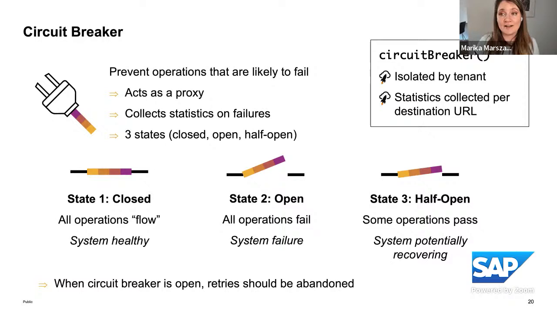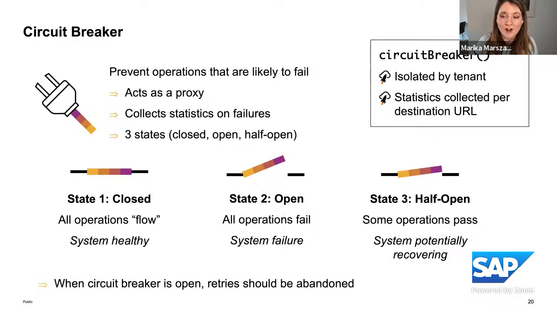In case the circuit breaker encounters a problem, and in a short amount of time, there are many requests or many operations that fail, the circuit breaker will actually go into state 2, which is state open. And that means there's probably some kind of system failure, and all operations will fail from here on. Obviously, this should not be there forever, so you don't want to remain in state open forever. Therefore, after a certain amount of time, in the SAP Cloud SDK default case, it is around 30 seconds, the circuit breaker will enter the state half open and will let some operations through.